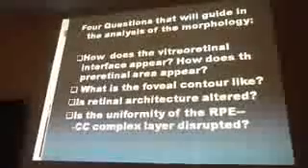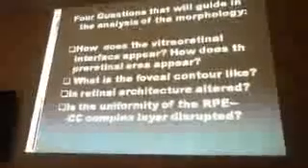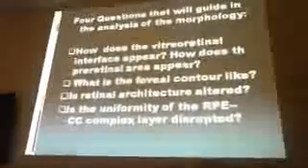The third question, is retinal architecture altered? Is the uniformity of the RPE choriocapillaris complex layer disrupted? So, for purposes of analysis, the OCT image of the macular scan can be subdivided vertically into 4 regions, or even the retina: the pre-retinal region, the epiretinal region, the intraretinal region, the subretinal region. So that helps you to have a systematic approach to analyzing these reports.